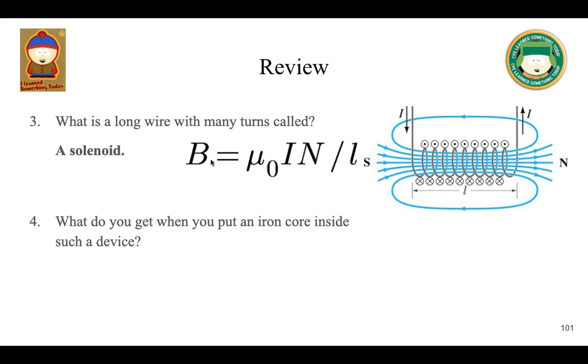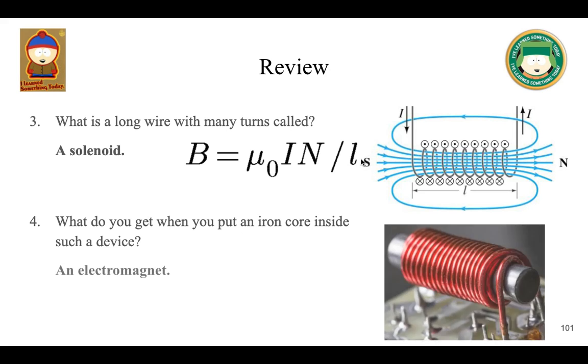And what is it called when you put an iron core inside of a solenoid? What do you get? You get an electromagnet, which has very many uses.